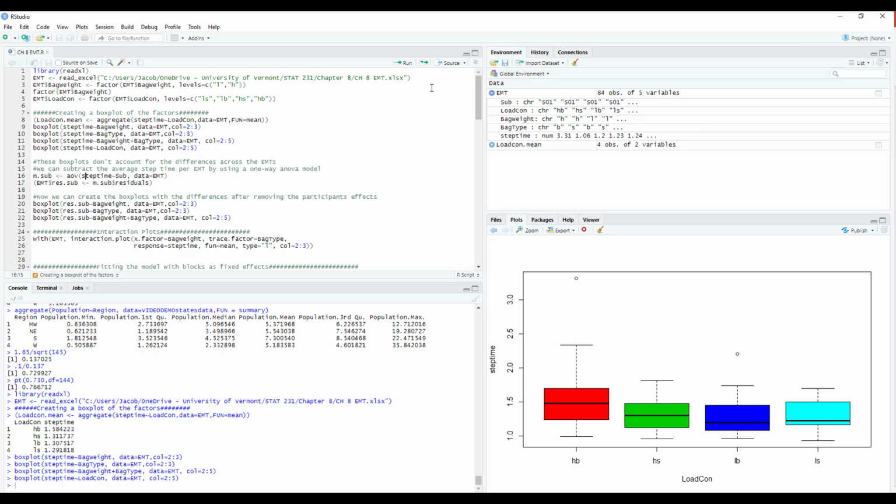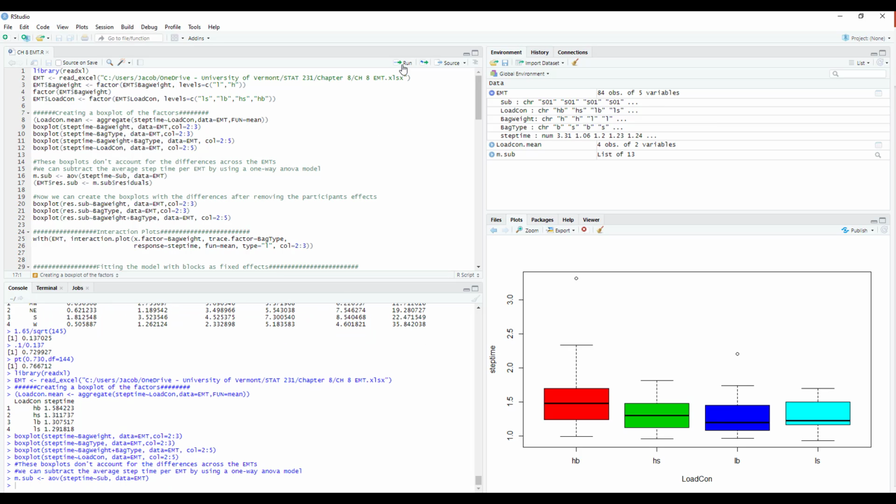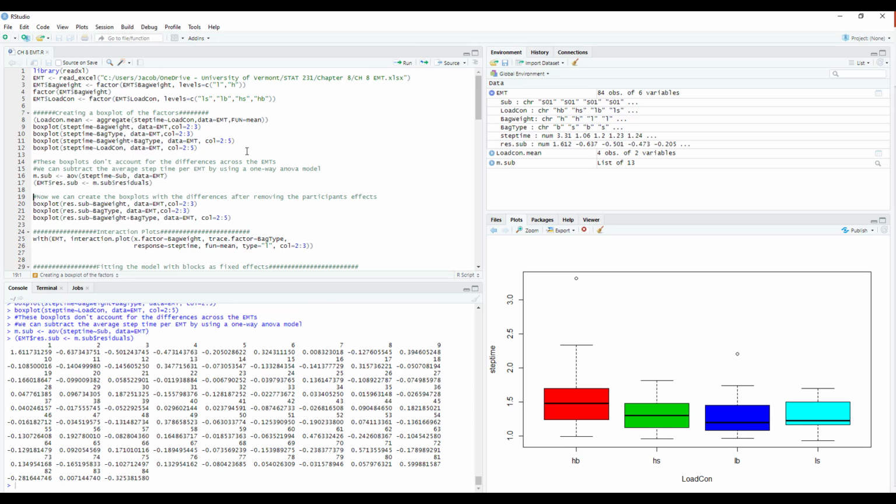So we'll fit a model with that, and we'll have 21 different means, one for each EMT. And then we'll just find the residuals. These residuals are going to be the step times minus the effect of the EMTs themselves. We'll store that as a new variable called the residuals of the subjects. Now we can redo everything that we did up here, just looking at each EMT's step time with their effect removed.